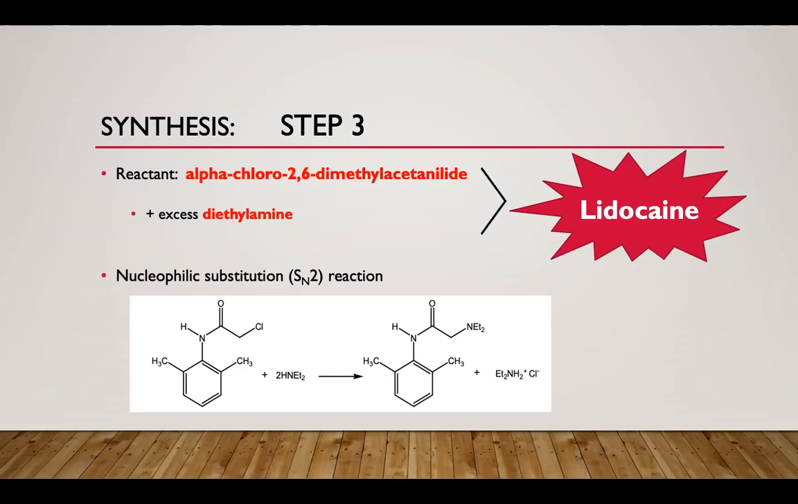Finally, excess diethylamine does a nucleophilic substitution on alpha chloro 2,6-dimethylacetanilide to yield lidocaine.